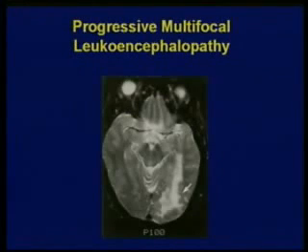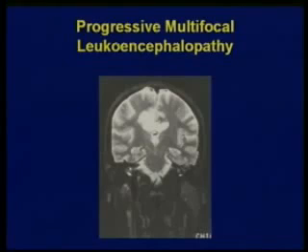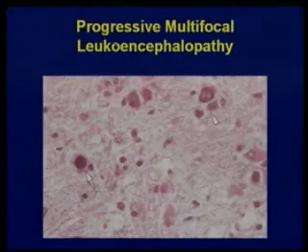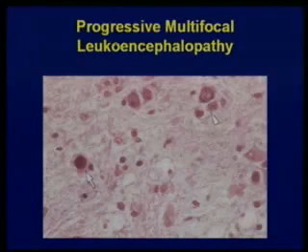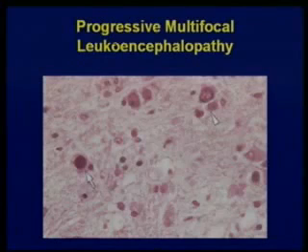Here's what it looks like, white matter disease. That's what the arrow is pointing to. Here it is again, white matter disease. And why am I showing you this? I'm showing you this because this shows a demyelinated foci containing atypical astrocytes, and this is an oligodendrocyte here with intranuclear inclusion.